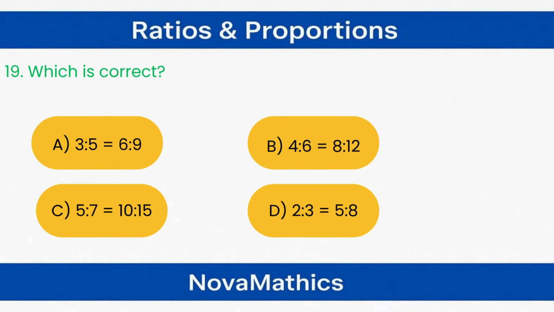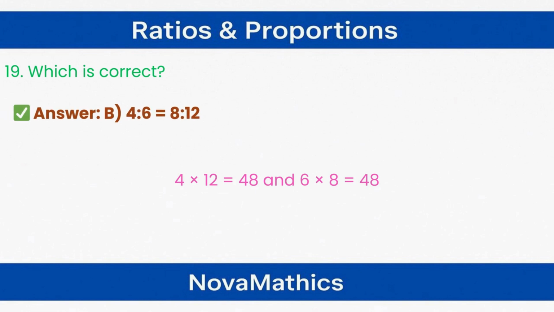19. Which is correct? Correct answer is B. 4 times 12 and 6 times 8 both equal 48. The proportion is true.